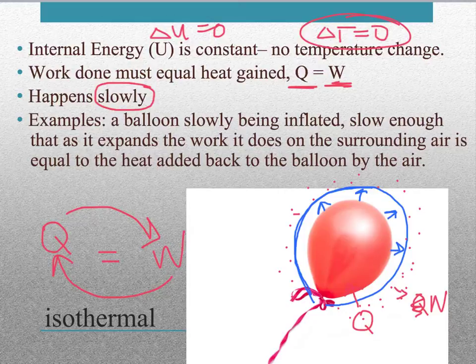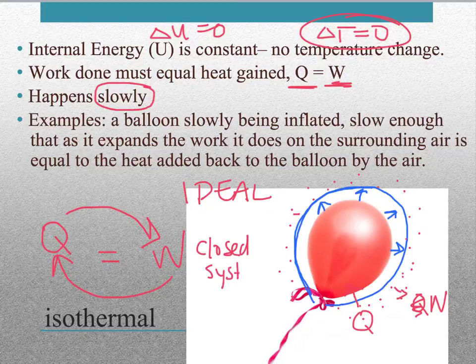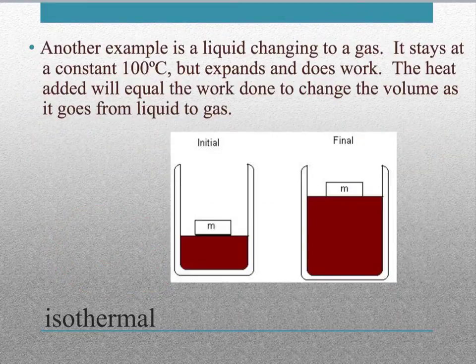This one is our ideal example. The next one I'm showing you is not ideal, because this one we have something called a closed system, meaning no energy is going in or out. The next example is not a closed system, and it involves water and gas. So again, this is our not ideal example, but it will help you understand the idea of what isothermal means.